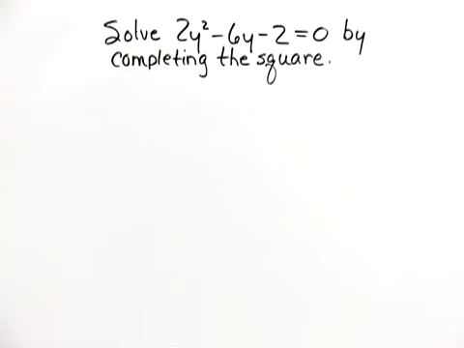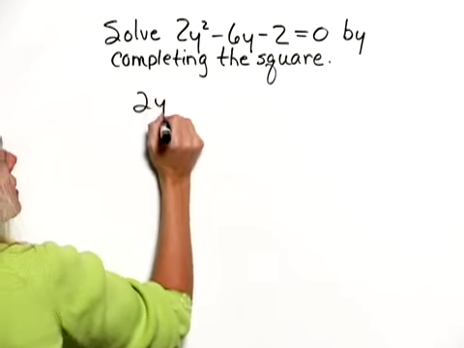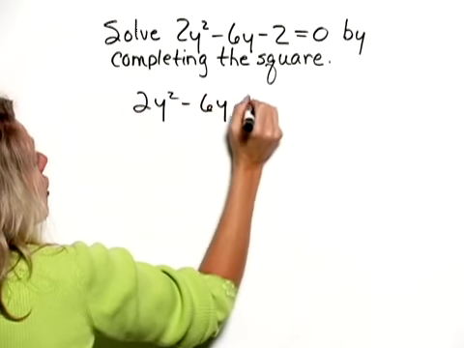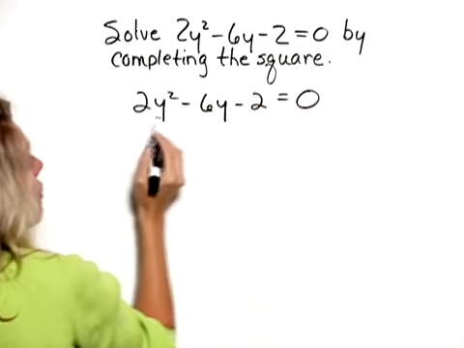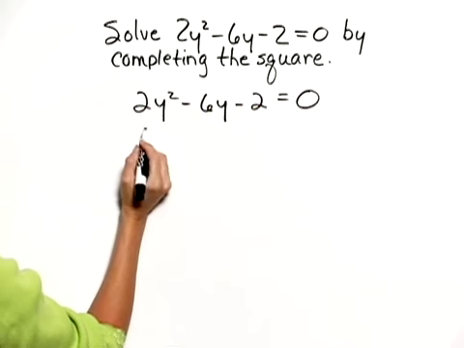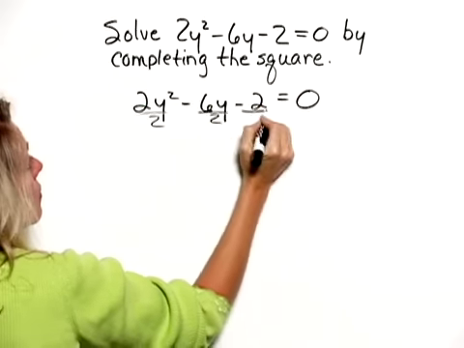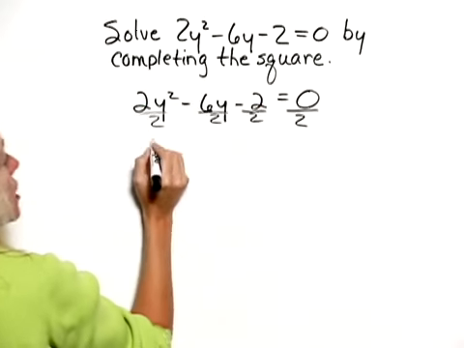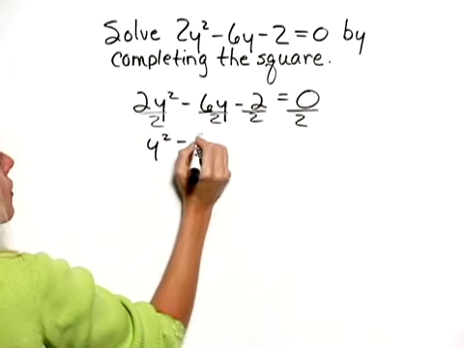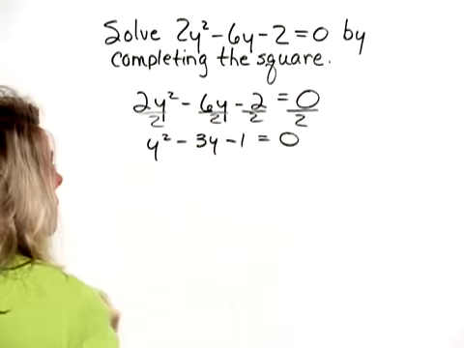Solve 2y squared minus 6y minus 2 equals 0 by completing the square. Now, to begin the process of completing the square, we need to make sure that the coefficient on our lead term is a 1. So we divide through everything by 2, which gives us y squared minus 3y minus 1 equals 0.